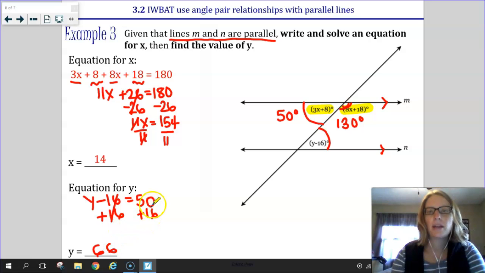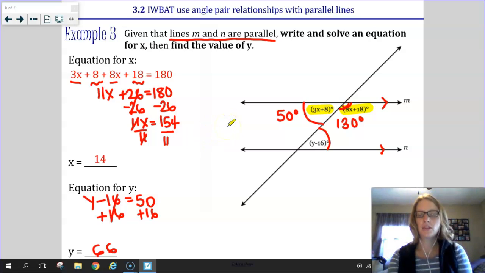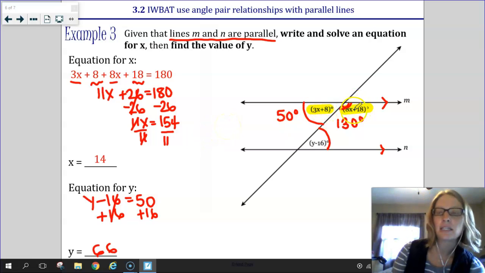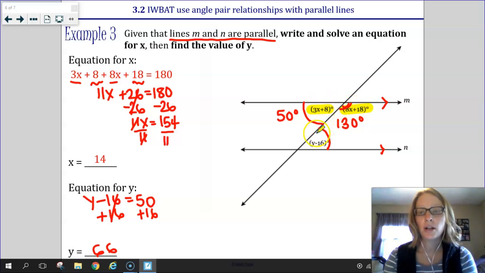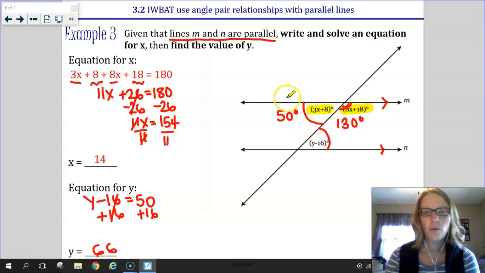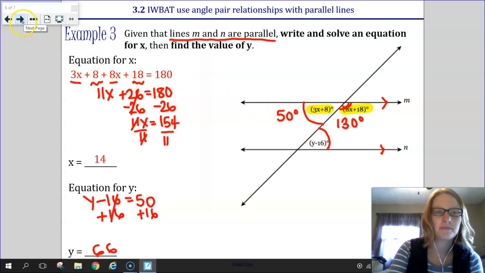So we were able to write and solve an equation for x and for y as we're solving this problem. Notice the x's, because they were on a straight line together, were equal to each other. Then I needed to plug that in to be able to write and solve an equation for y. And the reason I set y minus 16 equal to 50 is those were alternate interior angles. Let's look at one final example for this section.